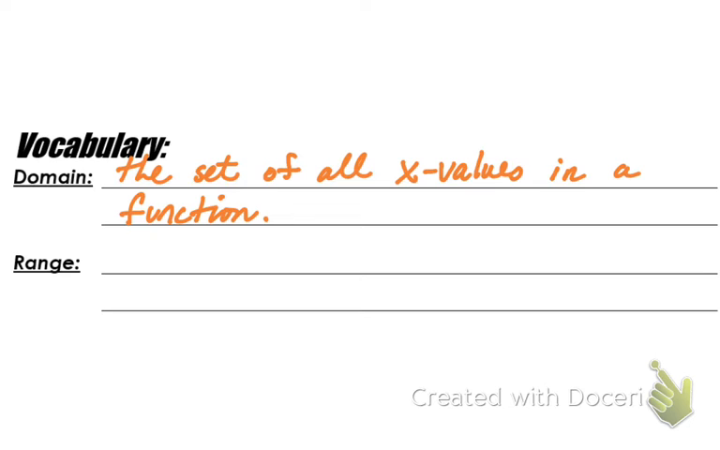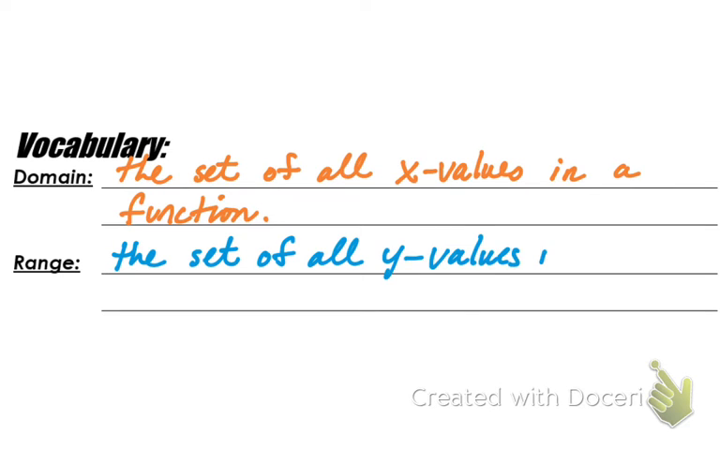So we're looking at graphs of lines. And then your range values are your y values that are corresponding to the domain or x values in an ordered pair. So your range would be the set of all y values in the function.